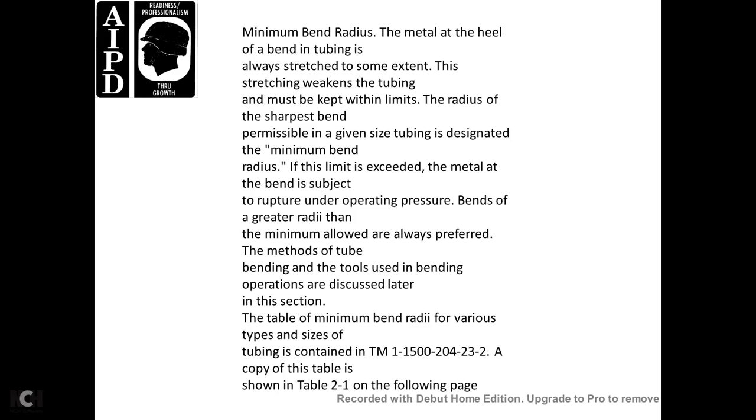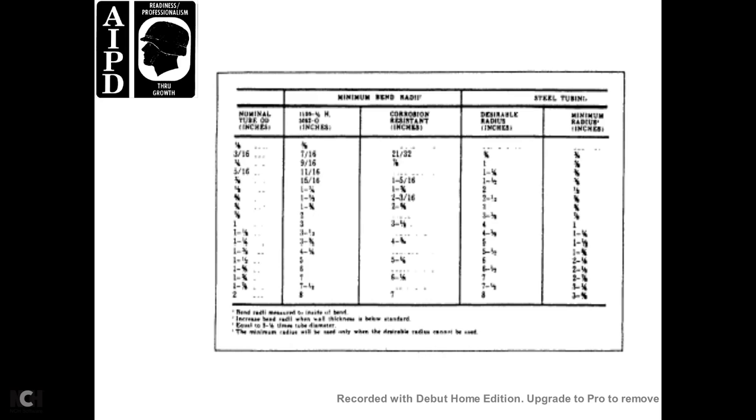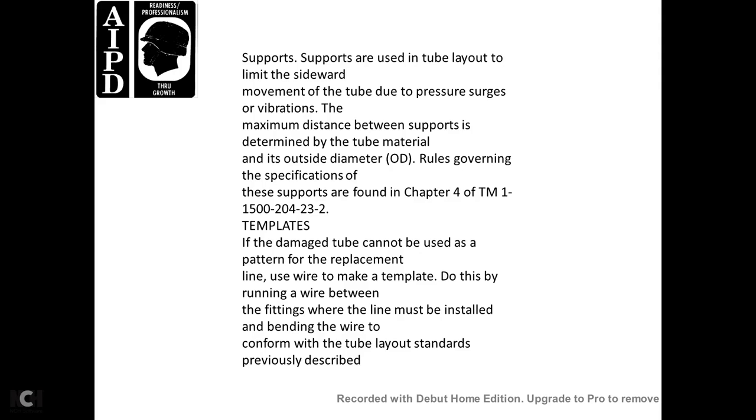Minimum bending radii for various types and sizes of tube are contained in Technical Manual 1-1500-204-23A. A copy of the table is shown in Table 2.1 on the following page. Table 2.1 shows the minimum bending radii for steel tubing.